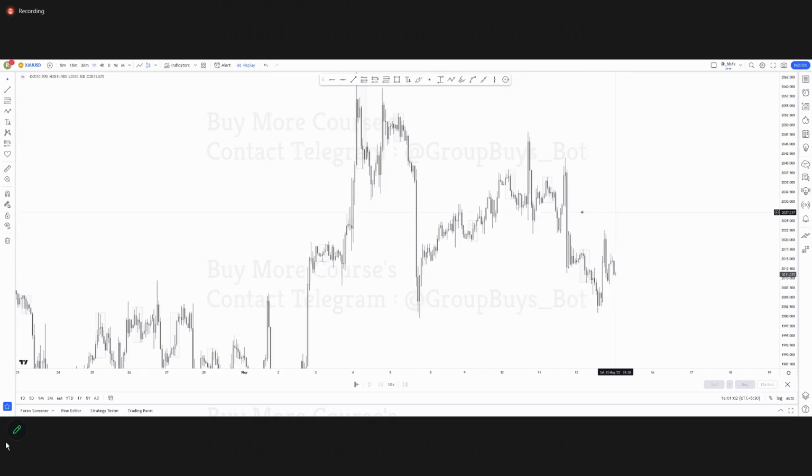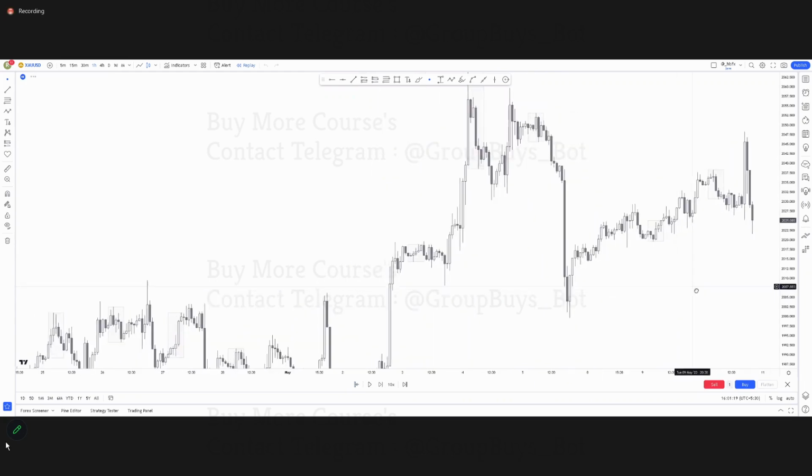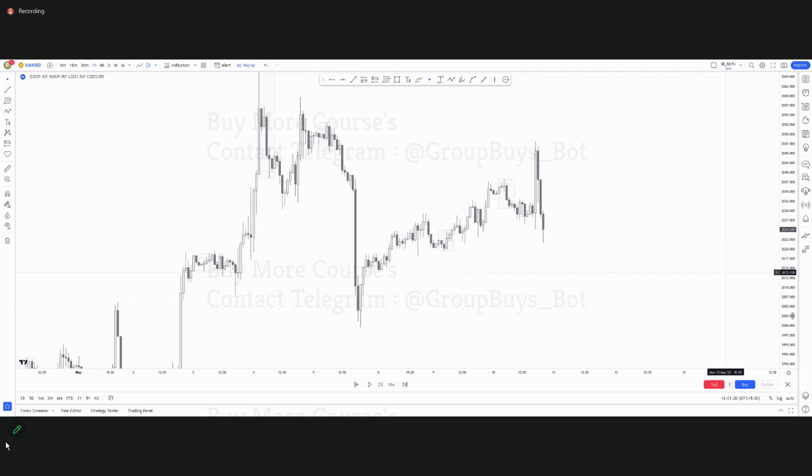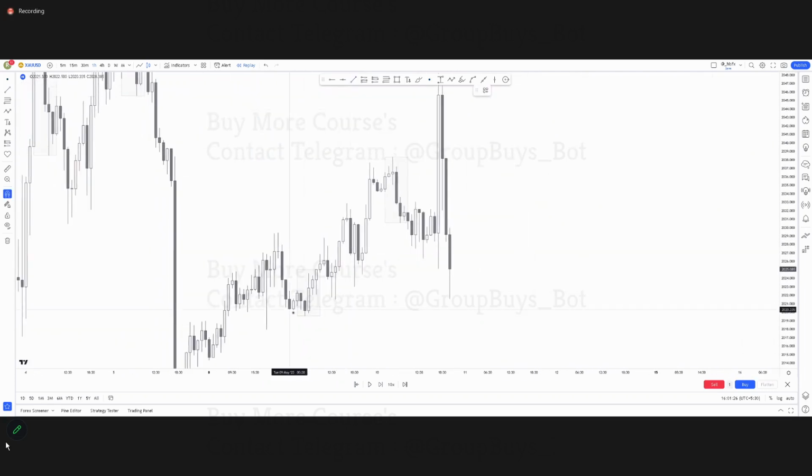We must trade from strong highs or strong lows. So I'll showcase some of the trades taken this week. I'll start off with here. This is the trade that I've taken. Now what I need to see is a strong low. A strong low is basically a sweep of structure and a break of structure.